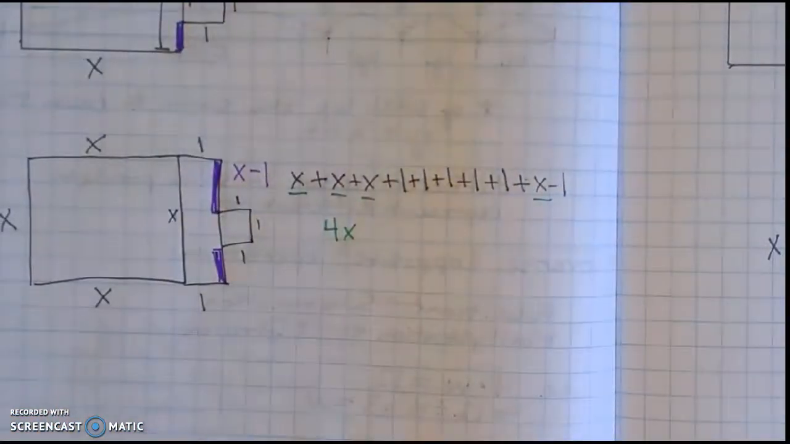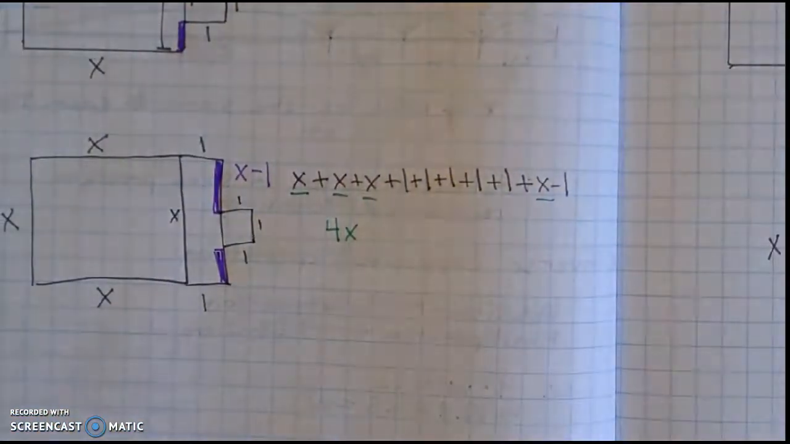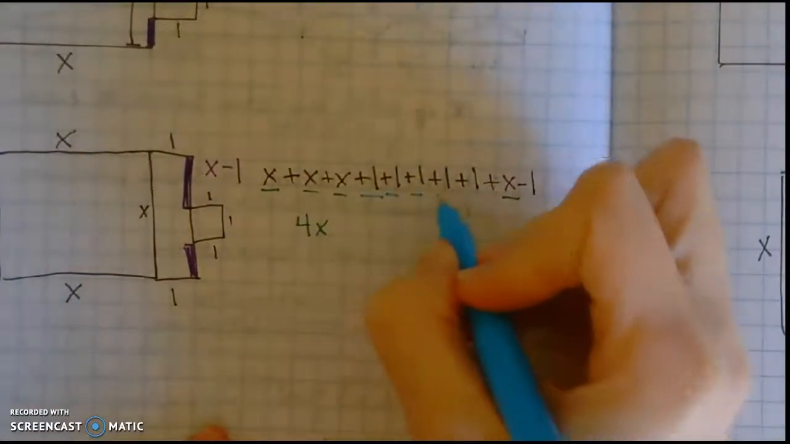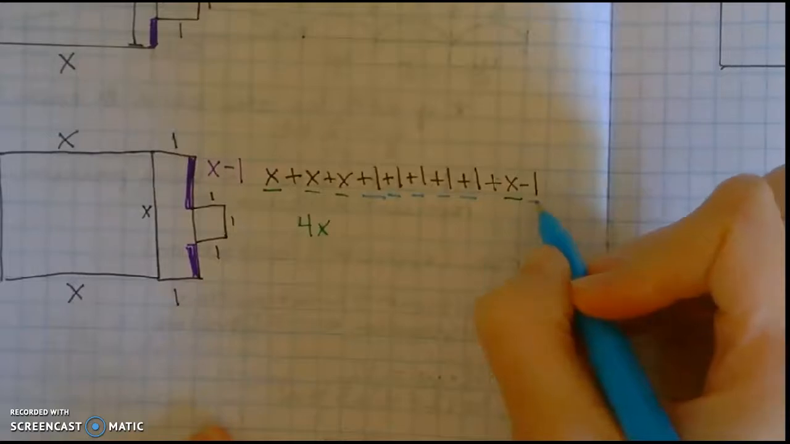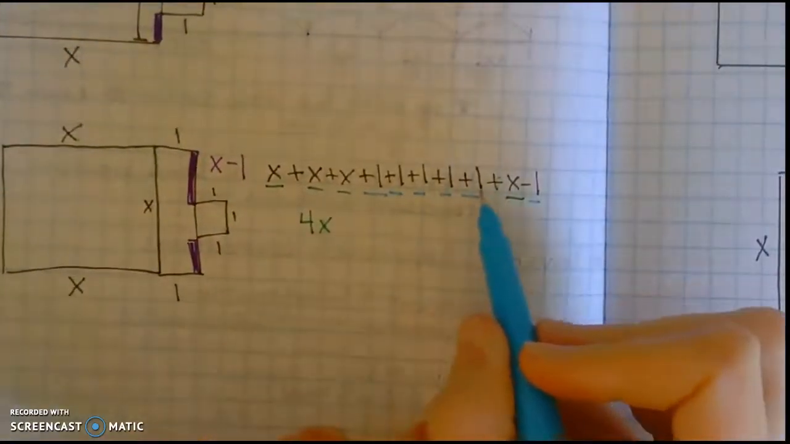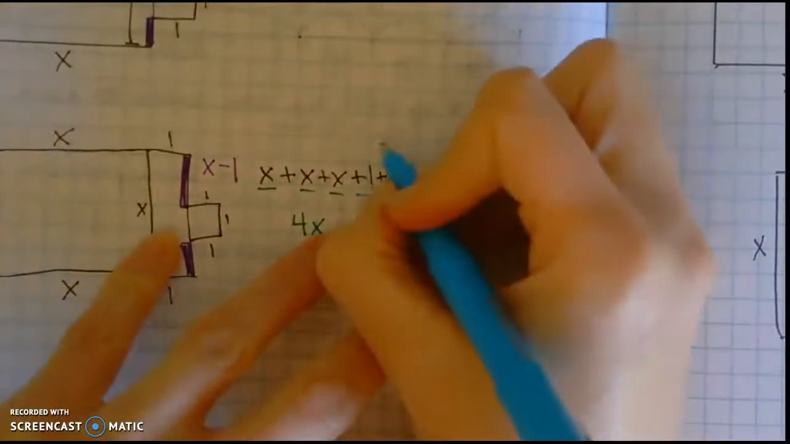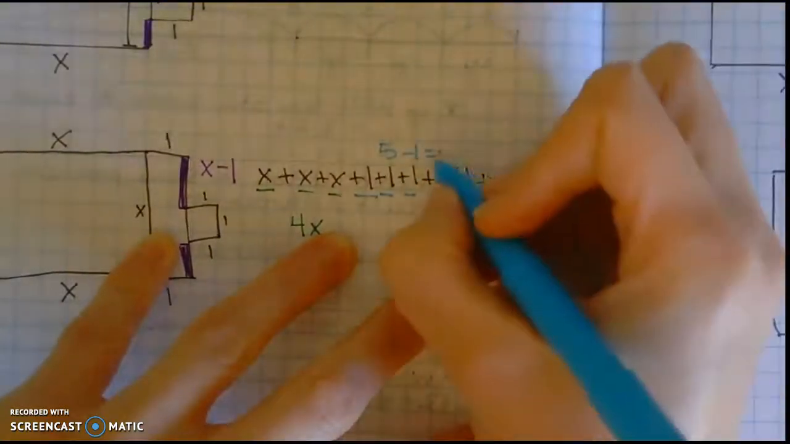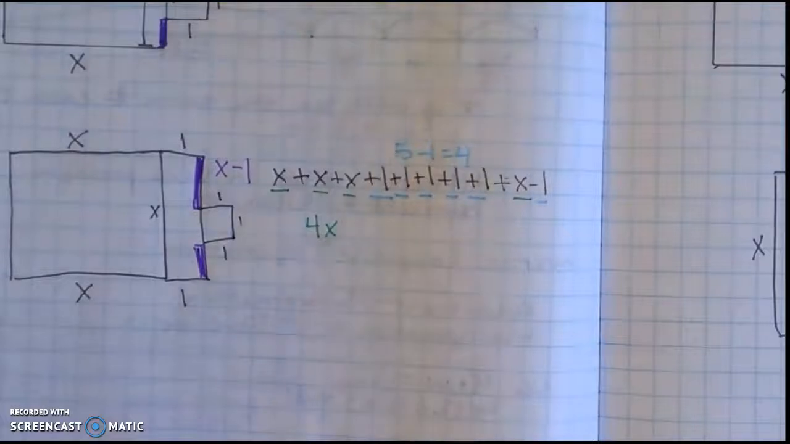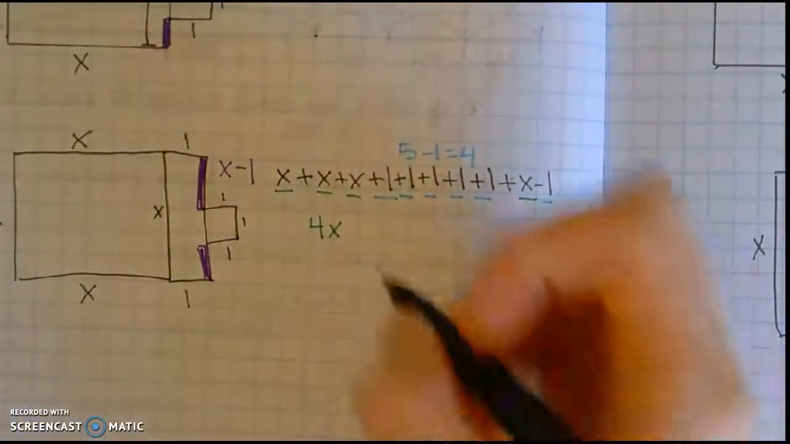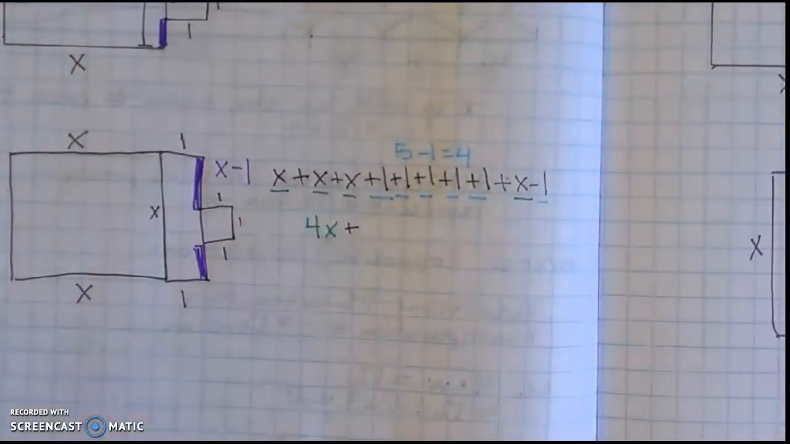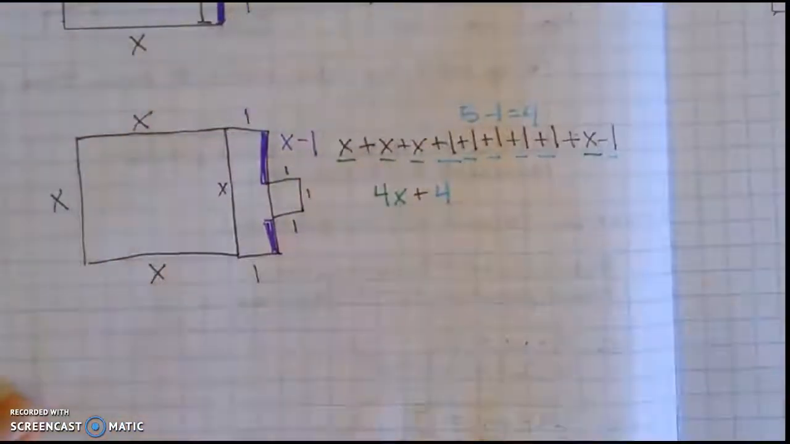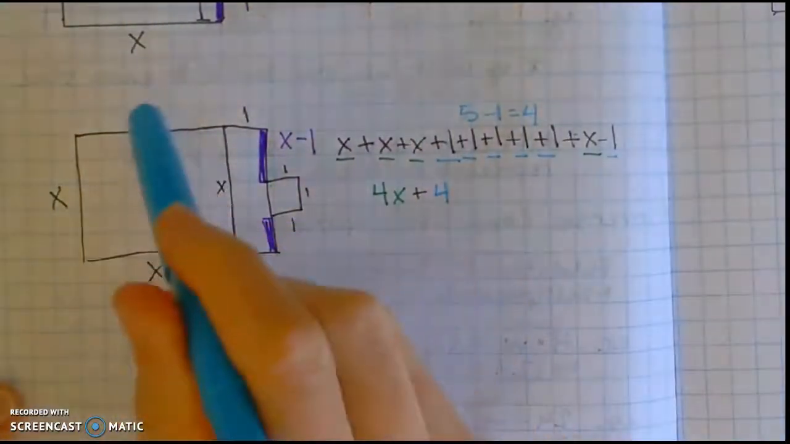Now I'm going to underline my whole numbers. Plus 1, plus 1, plus 1, plus 1, plus 1, minus 1. So I have 1, 2, 3, 4, 5 that I'm adding. So I have 5 1s, and then I'm subtracting 1. So 5 minus 1 equals 4. So now I am adding 4, because it's still a positive number. So my perimeter for the shape is 4x plus 4, because I have 1, 2, 3, 4 x's.